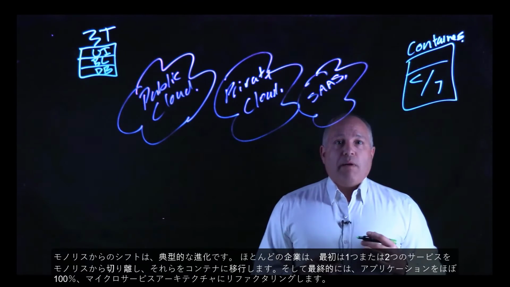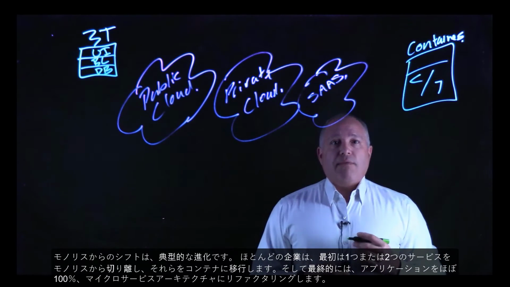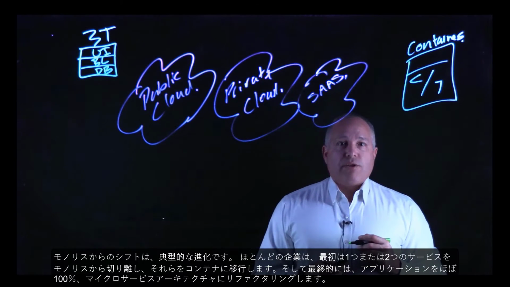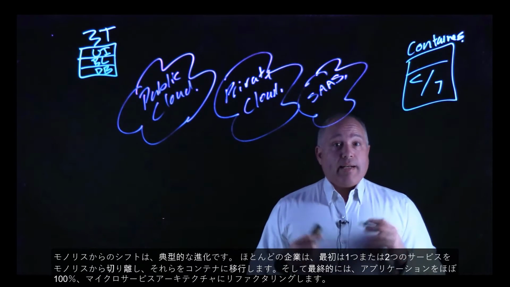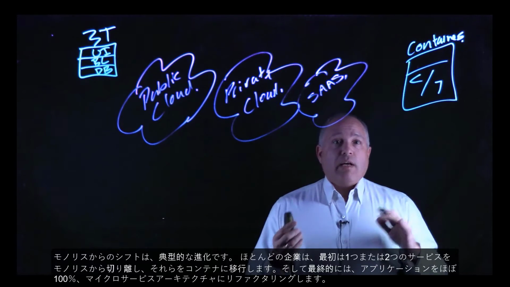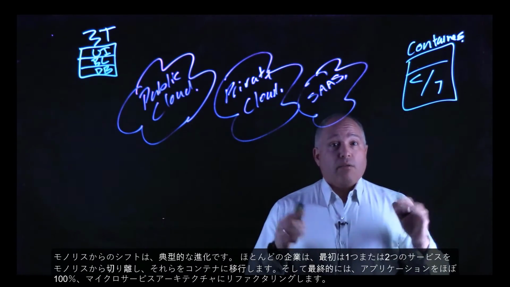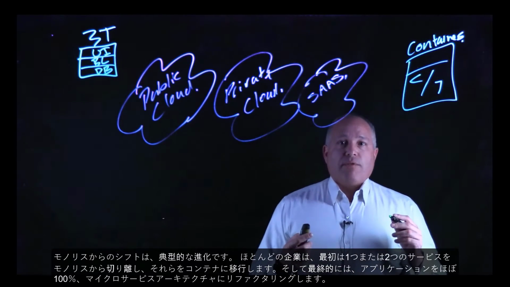The shift away from monolithic is typically an evolution. Most companies start by breaking off 1 or 2 discrete services from their monolith at a time and move them to containers, eventually refactoring the application to a near 100% microservices architecture.